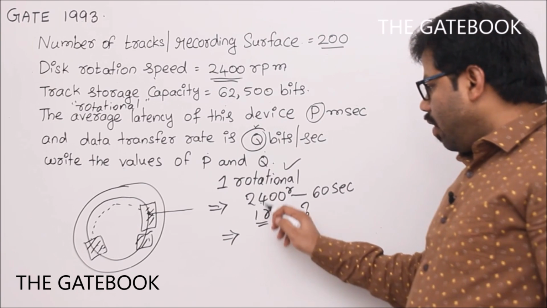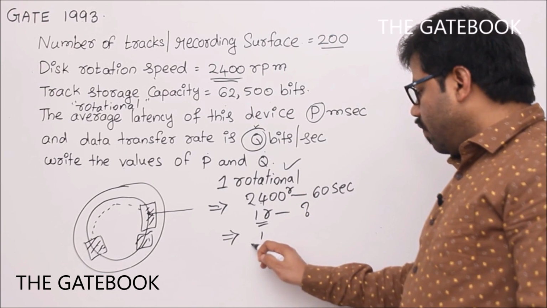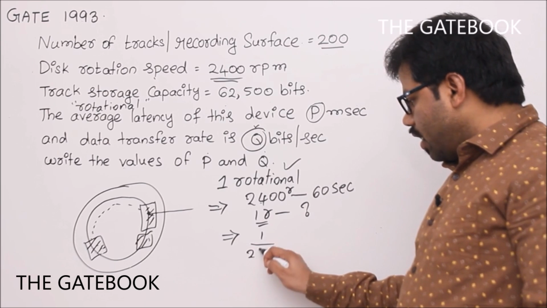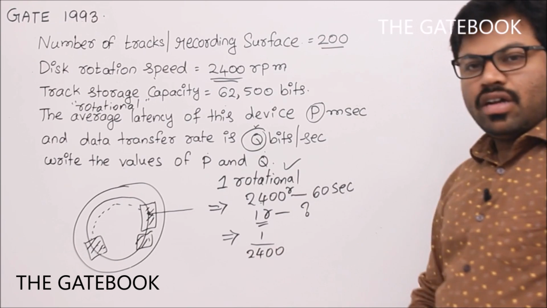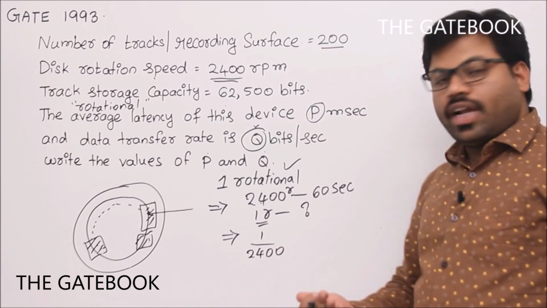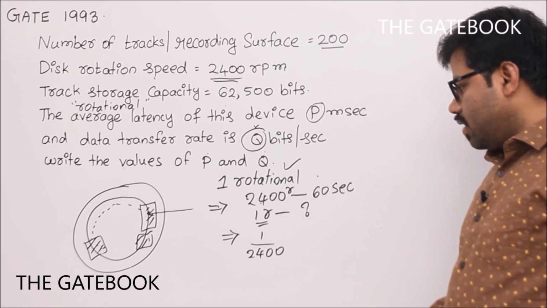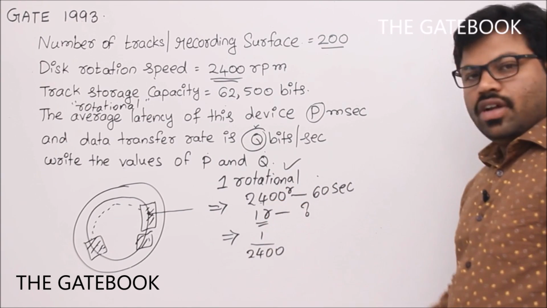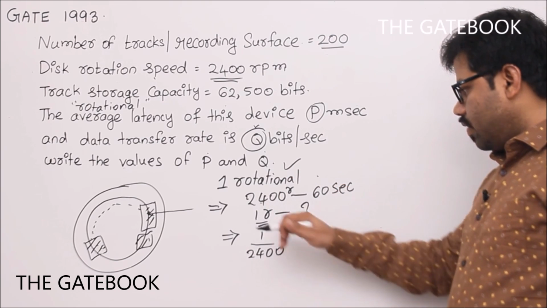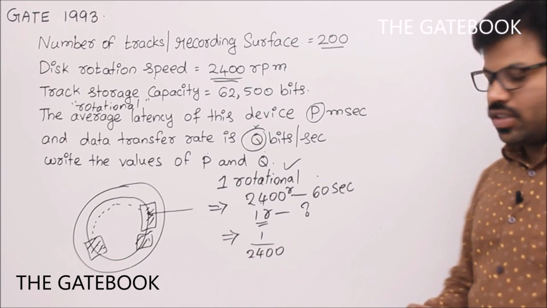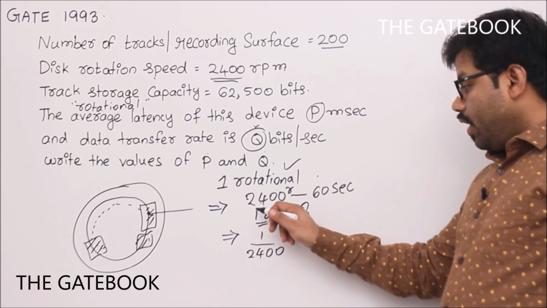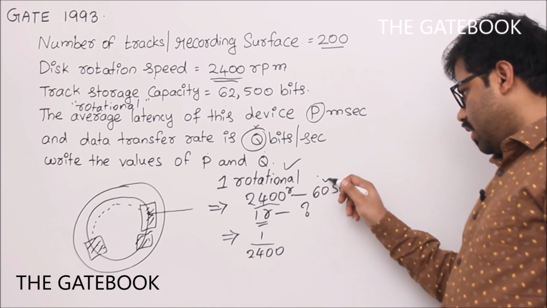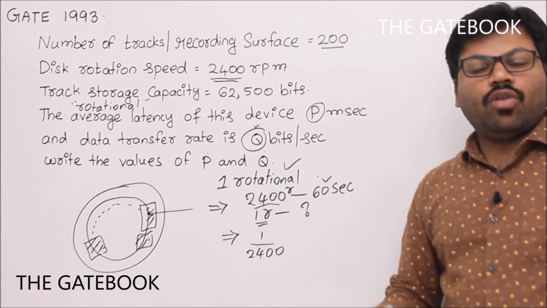So among these two, which one is less? 1. The 1 will be in the numerator, and 2400 will be in the denominator. Generally, in my childhood I learned this trick. Whenever you have this kind of question, 2400 rotations take 60 seconds, one rotation takes how much, then you ask this question with these values: for 2400 rotations, if you take 60 seconds, for one rotation how much time does it take?